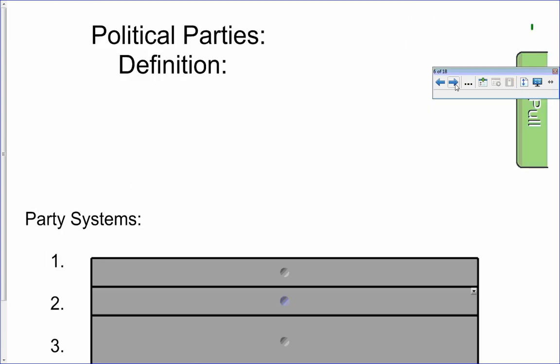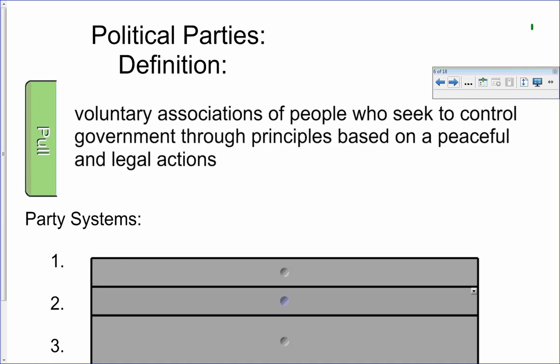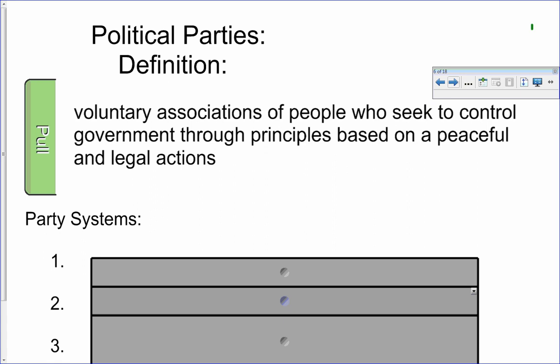So political parties by definition. Your book's probably going to have different definitions, but we want to look for some keywords in this. They're basically voluntary associations of people who seek to control government through principles based on peaceful and legal actions. A couple keywords have to be in your definition, because there may or may not be a quiz coming down the pipeline.